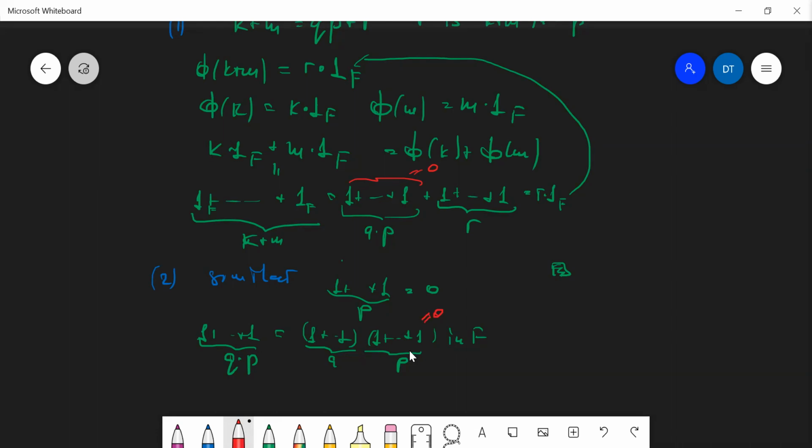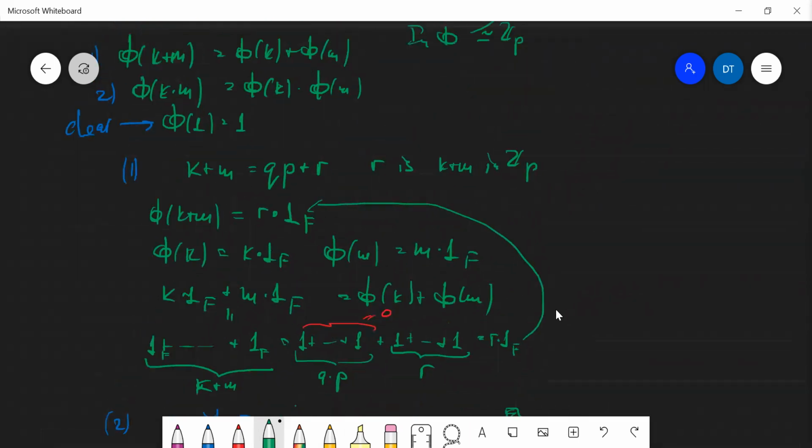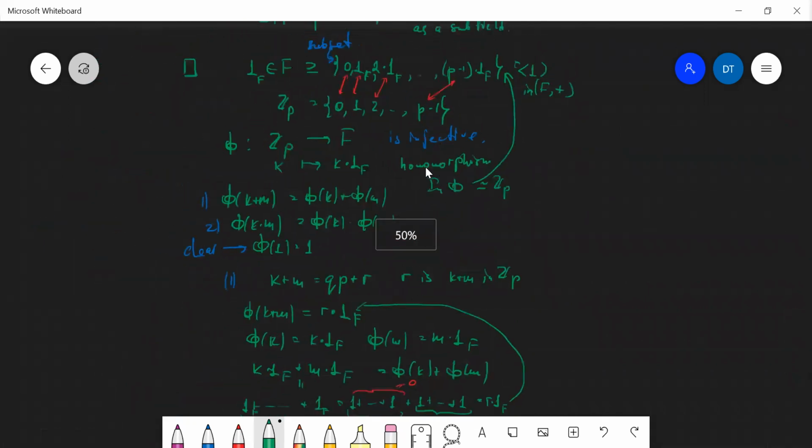Okay, but no, I didn't get it. Okay, so we know that the order of 1 is P, so that's why, because P times 1 is 0. Because it's the definition of the characteristic. Okay. Yeah, the order of 1 in the additive subgroup. Okay, thank you.